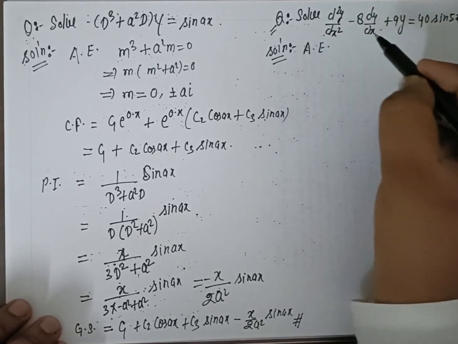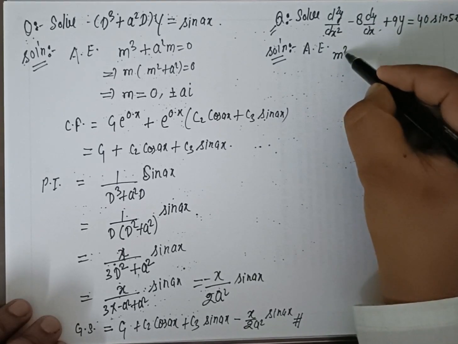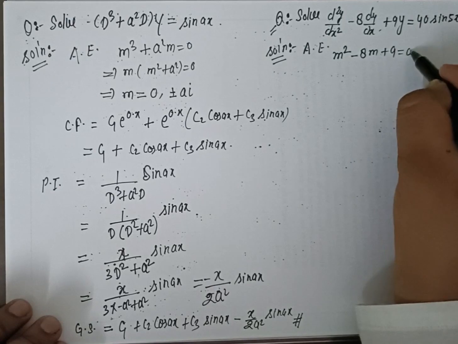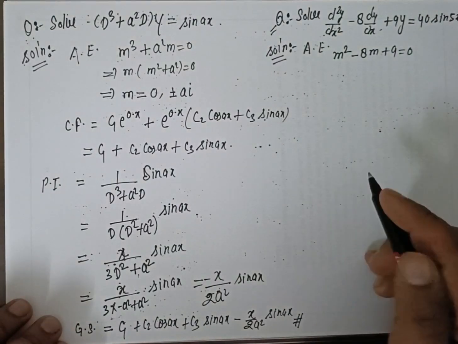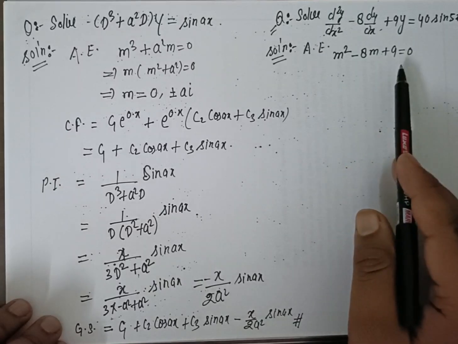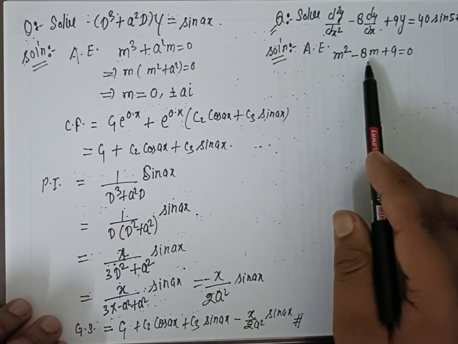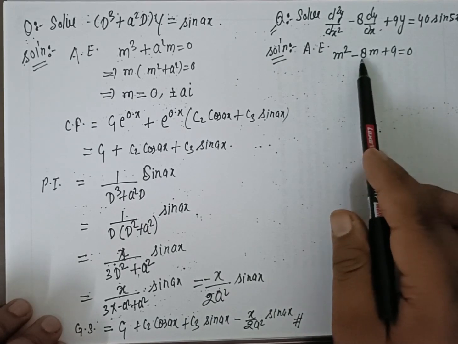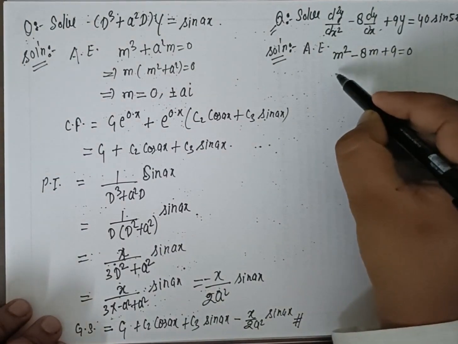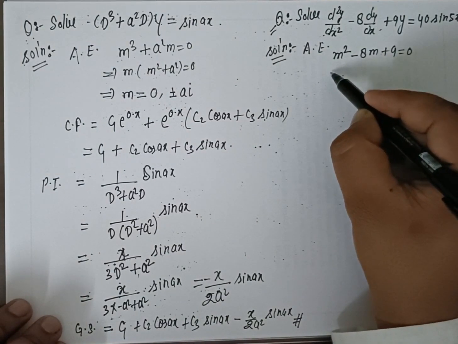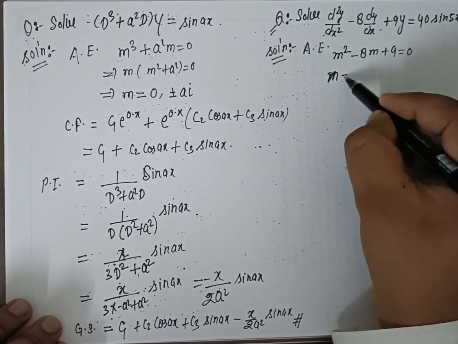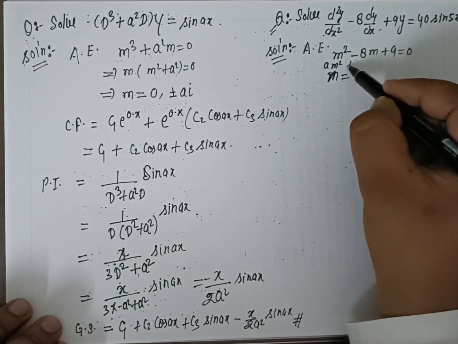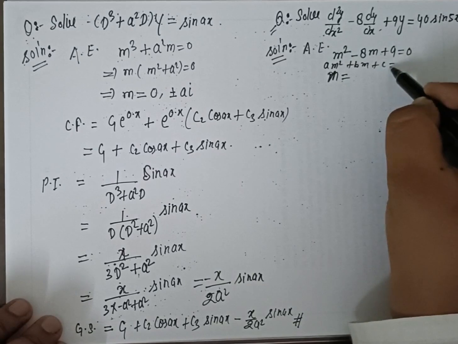First we write the auxiliary equation. The auxiliary equation will be written as m square minus 8m plus 9 equals 0. And we know the Sridharacharya formula. I think we can solve it with Sridharacharya, because we cannot directly split the middle term, because we don't have factors of 9 which on adding give us 8. So for this reason we can apply here Sridharacharya.